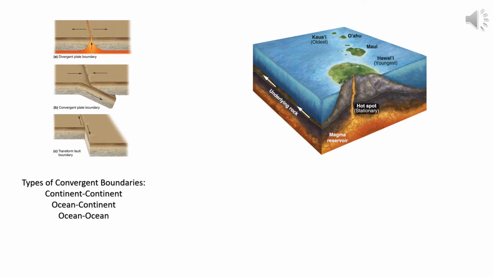There are three kinds of convergent boundaries, and they have to do with the kinds of plates that are interacting with one another. Keep in mind that if there is a divergent boundary on one side of a plate, there has to be a convergent boundary on the other side. This is because the circumference of the Earth never changes. The three types of convergent boundaries are continent-continent, continent-ocean, and ocean-ocean. Let's take a look at those in turn.